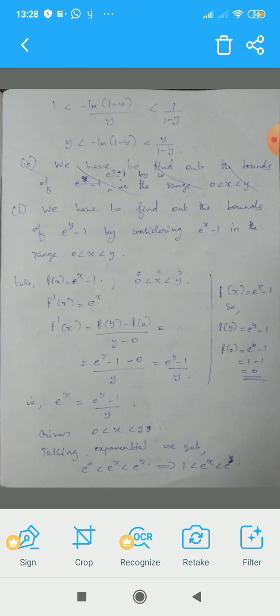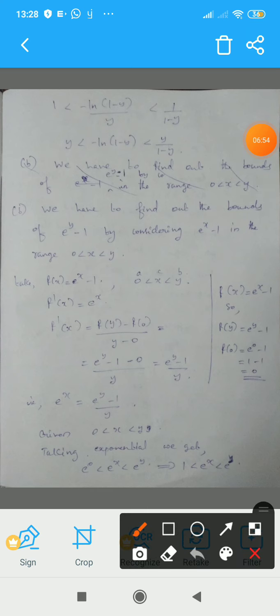Then I cross multiply this y to either side. I got 1 into y is what? y. y less than minus log 1 minus y less than y by 1 minus y. So, thus we find out the limits of minus log 1 minus y. Here, the lower limit is what? y, and the upper limit is y by 1 minus y. Or the lower bound of this function is y and the upper bound of the function is y by 1 minus y. This way we can solve.